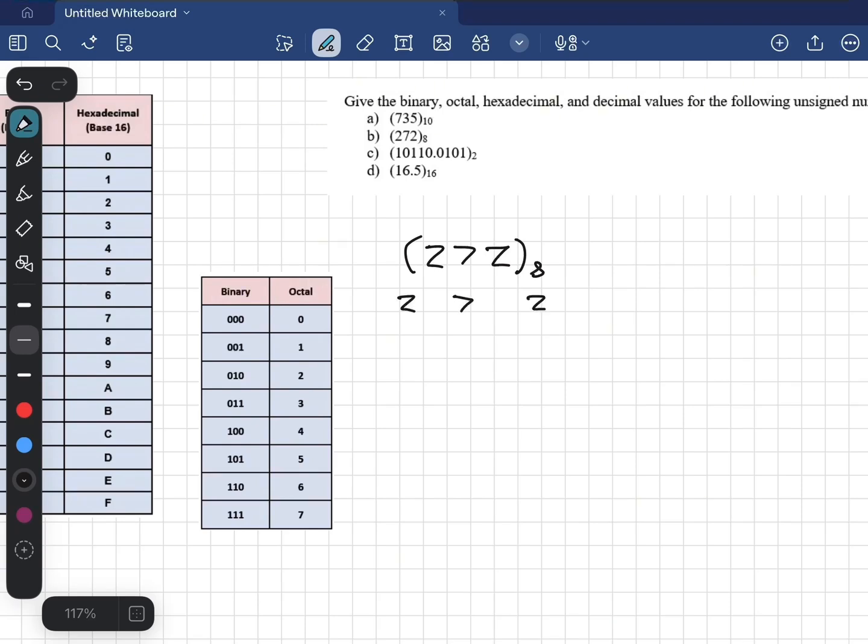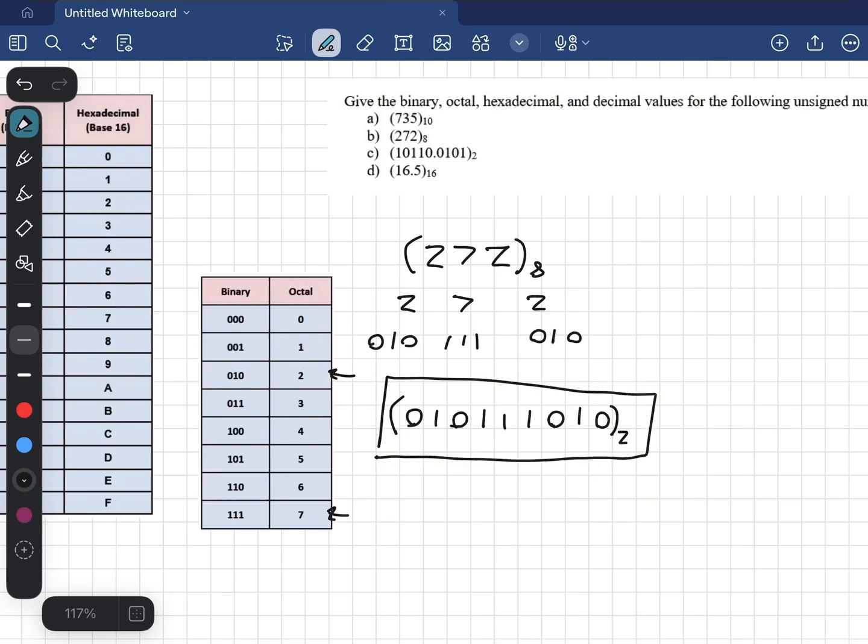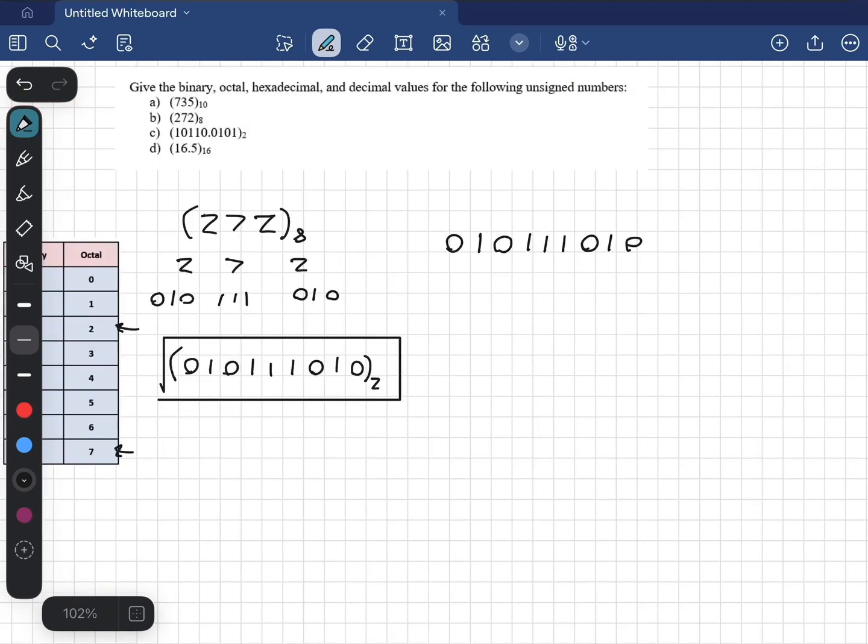We see here that 2 corresponds to 0, 1, 0, and we see 7 corresponds to 1, 1, 1. So if we combine these numbers together, we will get 0, 1, 0, 1, 1, 1, 0, 1, 0. And if we put a subscript 2 there, that's our final answer for binary form. Then take that binary string and regroup it into sets of 4, starting from the right. This is how we'll get our hexadecimal form.